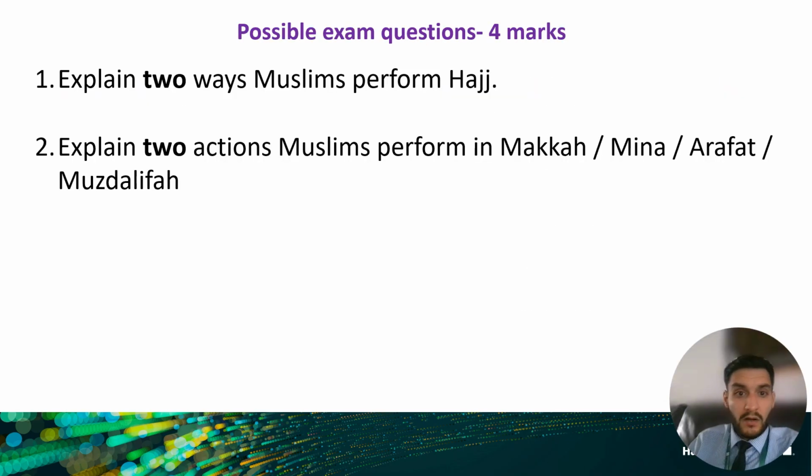Now with the 4-mark questions for Hajj, you could get, for example, 2 ways Muslims perform Hajj, or the exam can even ask you 2 actions Muslims perform at any of the stages during Hajj. So they might say 2 actions Muslims perform in Makkah or in Mina or in Mount Arafah or in Muzdalifah. So again, you have to know the specifics of what is done in those places during the Hajj, because those are on the specification and you could be asked about them.